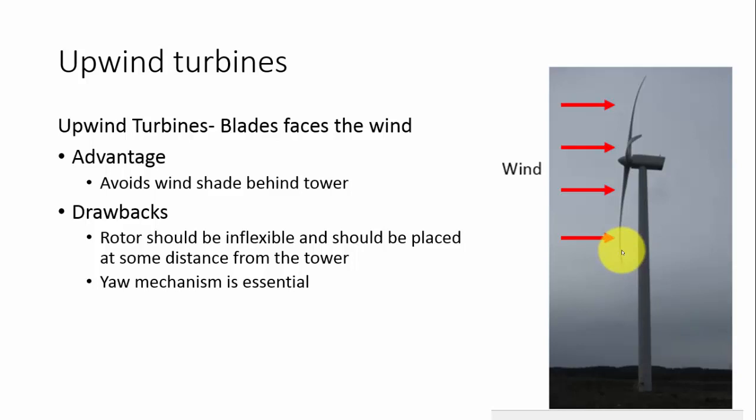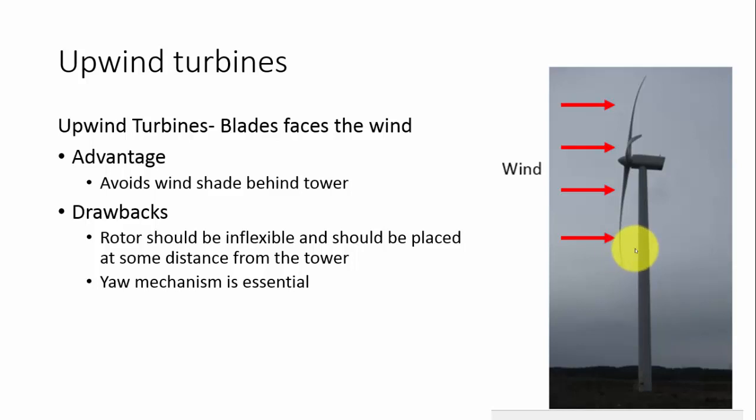And there is one more constraint. The blade should be positioned at some distance from the tower so as to ensure there is a gap between the tower and the blades. Otherwise, there is a possibility of the blades hitting the tower. That is a drawback of this system.